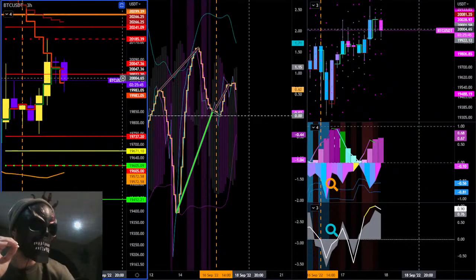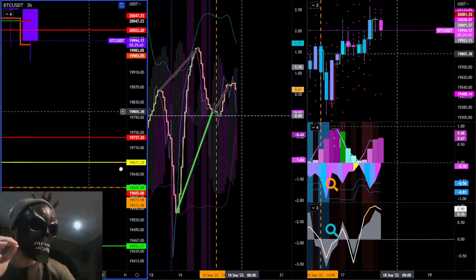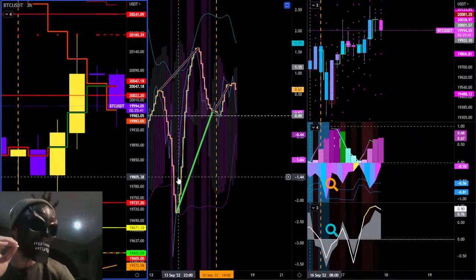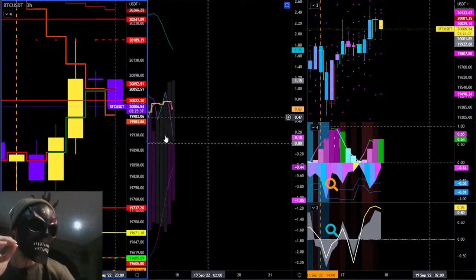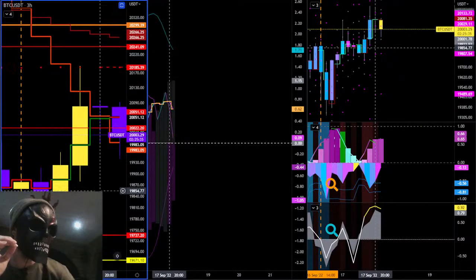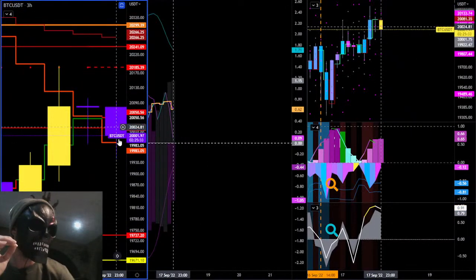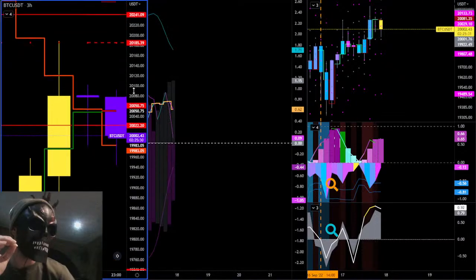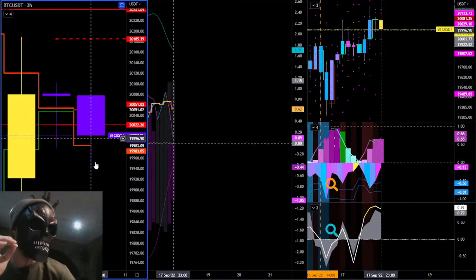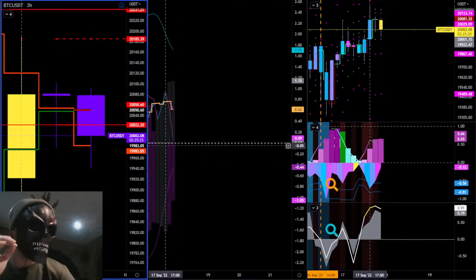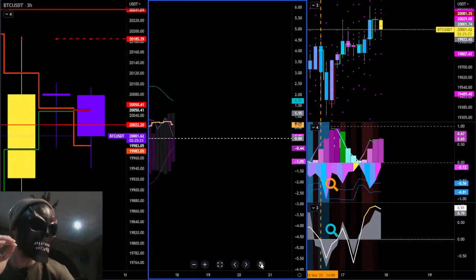Match up the JMA to this white line. Then you'll see when the candle comes through. I'll get rid of the labels. My eye's just quite used to it. The candle comes through, you'll see super scalpel breakthrough. Okay.